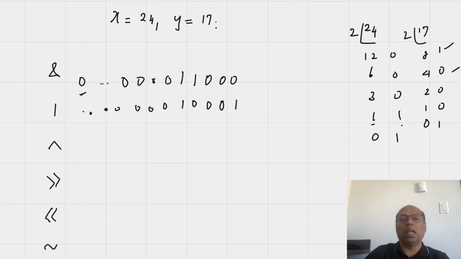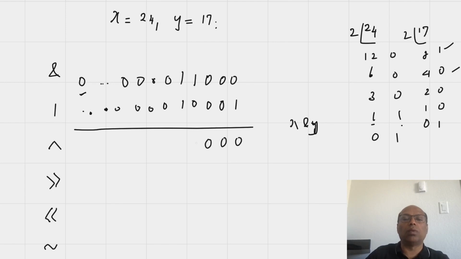If I say x and y here, what will happen? If I write x and y, the bits of x and y are going to interact. AND means both of them should be 1. 0 and 1 would be 0. 0 and 0 would be 0. 0 and 0 would be 0. 0 and 1 would be 0. And the remaining all zeros. What is the value I'm going to get? If this is 2 raised to 0, this is 2 raised to 1, 2 raised to 2, 2 raised to 3, 2 raised to 4 into 1, that is 16. Therefore, the result of this operation is going to be 16.